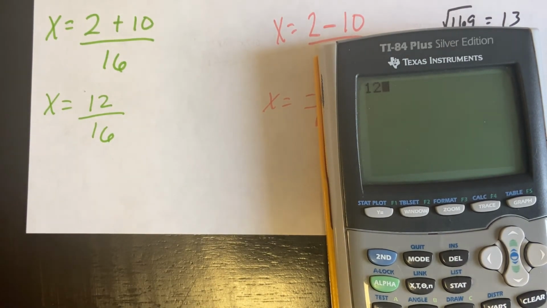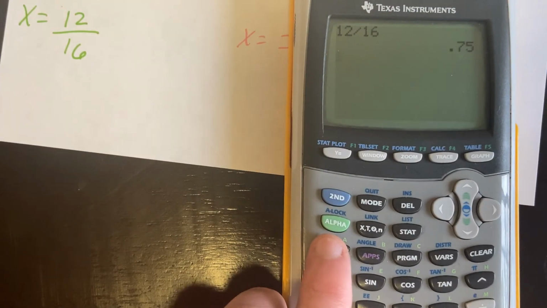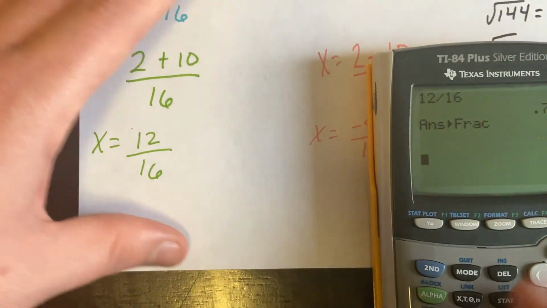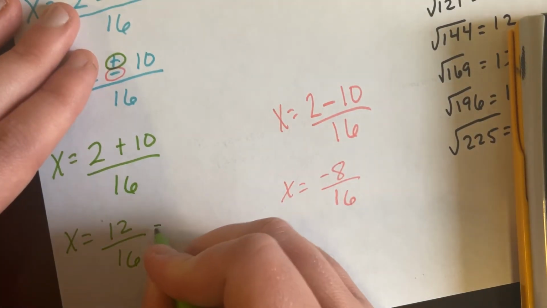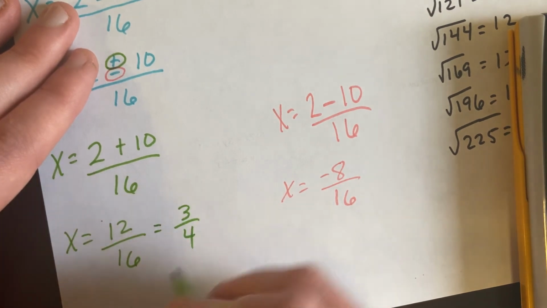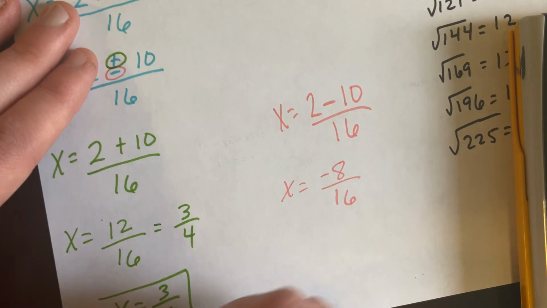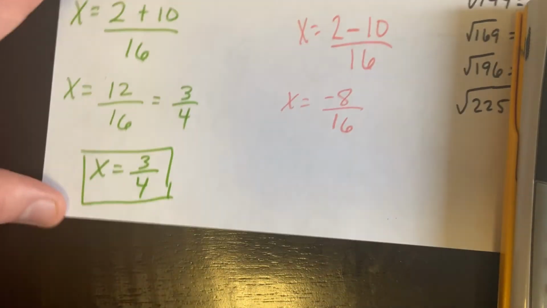So 12 divided by 16, okay, it's going to give you this decimal. We don't want the decimal. Just get in the habit of using the fraction. Remember, math, down the left-hand side, math, enter. That's going to turn you into a fraction. So 12/16 simplifies to be 3/4. So x equals 3/4. Right, that calculator will give you its simplest form.